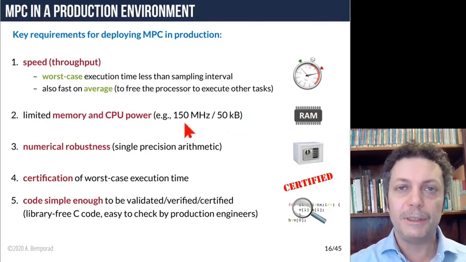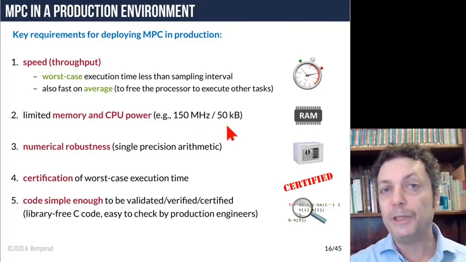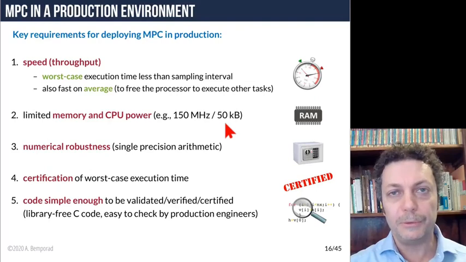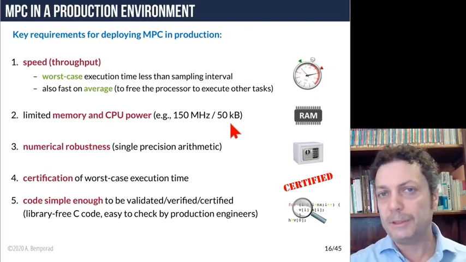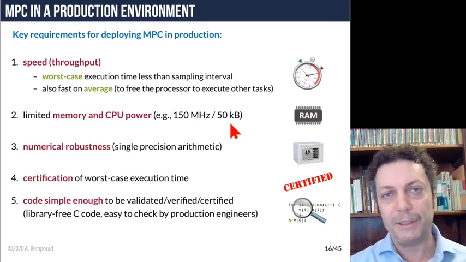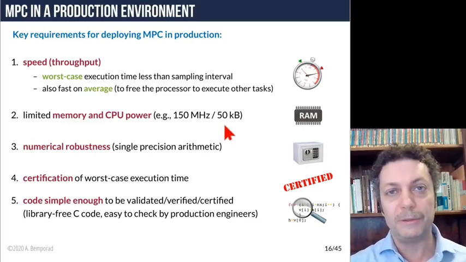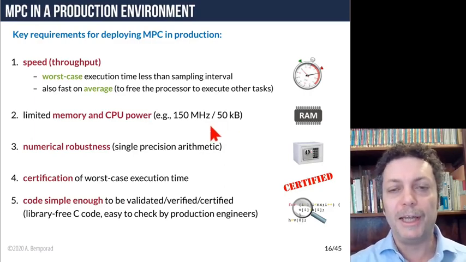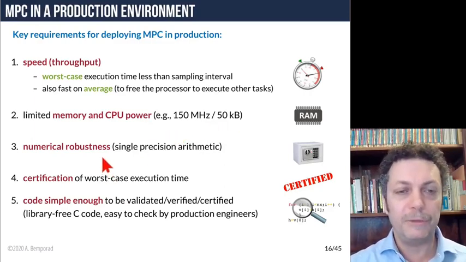If you look at current control platforms, typically you have CPUs that run at 150 megahertz, and you only have, say, a few tens of kilobytes available for your controller. Why this? Because MPC is not the only control task that is running. You have several other functions running on board of the vehicle, so they have to share memory and resources. So your solver should be able to run with a limited CPU and without consuming an excessive amount of memory.